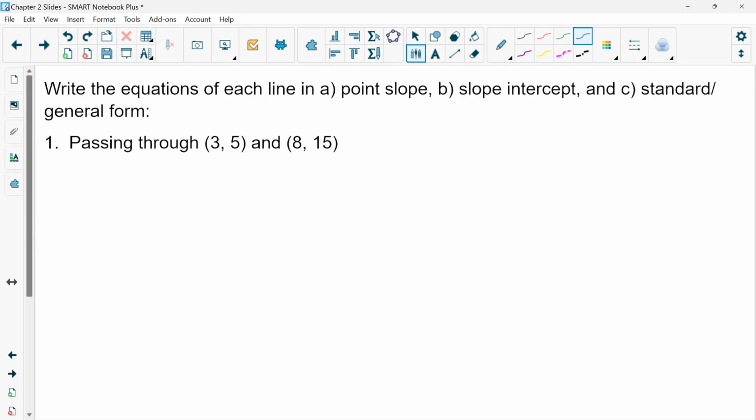So next part here, if we know it's passing through these 2 points, so you can just say passing through (3, 5) and (8, 15) in your notes. We want to write that equation in all 3 forms. We want to write it in the slope-intercept form, we want to write it in the point-slope form, and we want to write it in the standard form.